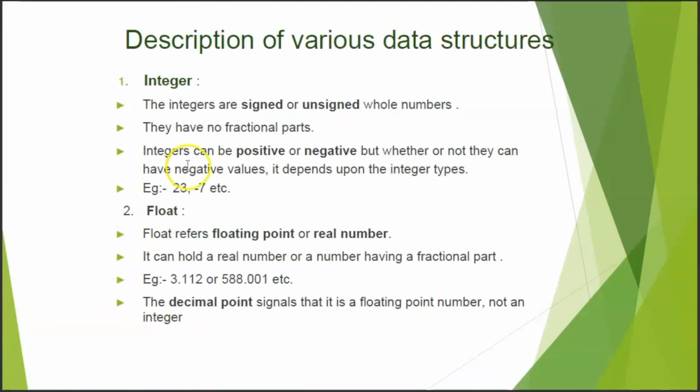Integer and float. Integer values are like 23, minus 70, minus 7, minus 12. These are the integer values. Float values, also known as floating point values, refer to real numbers, like 3.112 or 588.001. These are examples of float values.